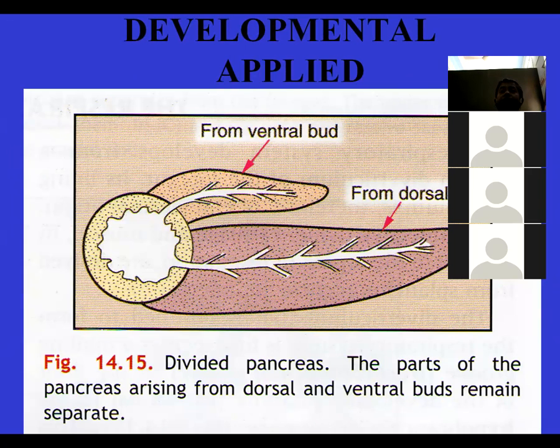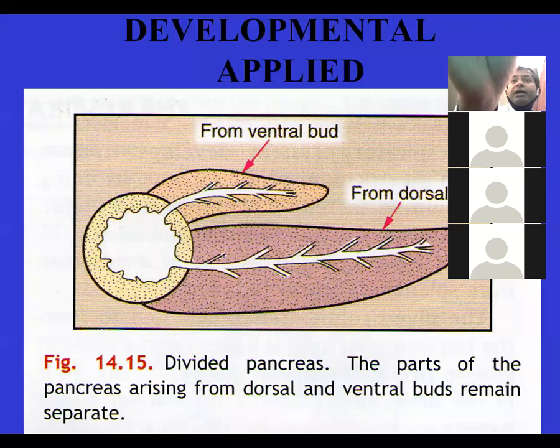First is the divided pancreas. We know the pancreas develops from the dorsal pancreatic bud and the ventral pancreatic bud. If there is a gap between the ventral pancreatic bud and the dorsal pancreatic bud, this condition is known as the divided pancreas.